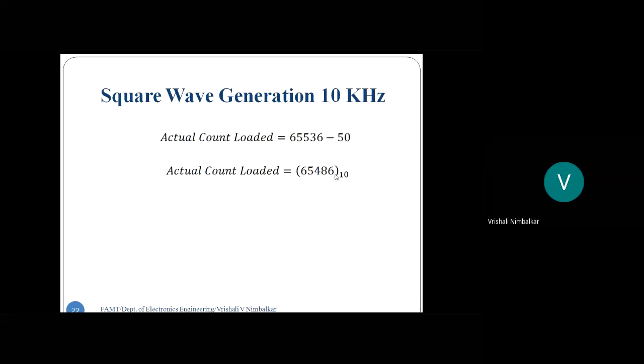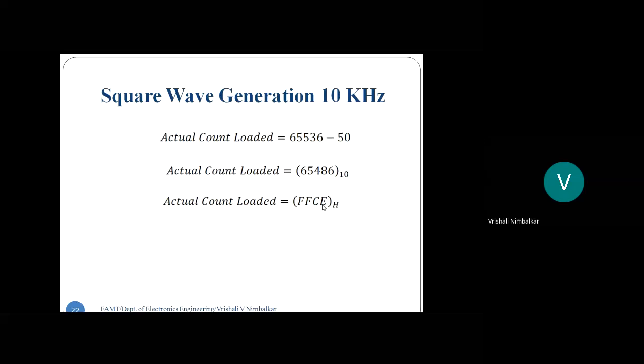Correct. This decimal number I'm converting into hex. So what is the count that I'll be loading? I'll be loading the count as FFCE. Is that okay? So we are using timer 1 in mode 1.